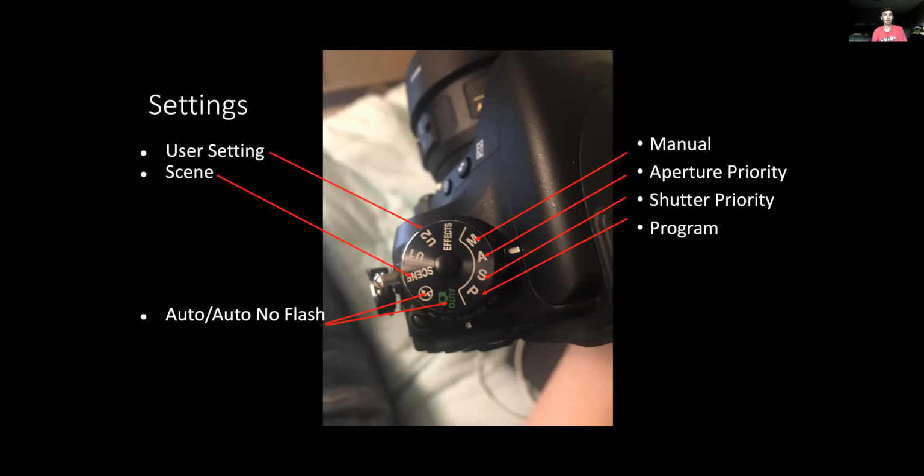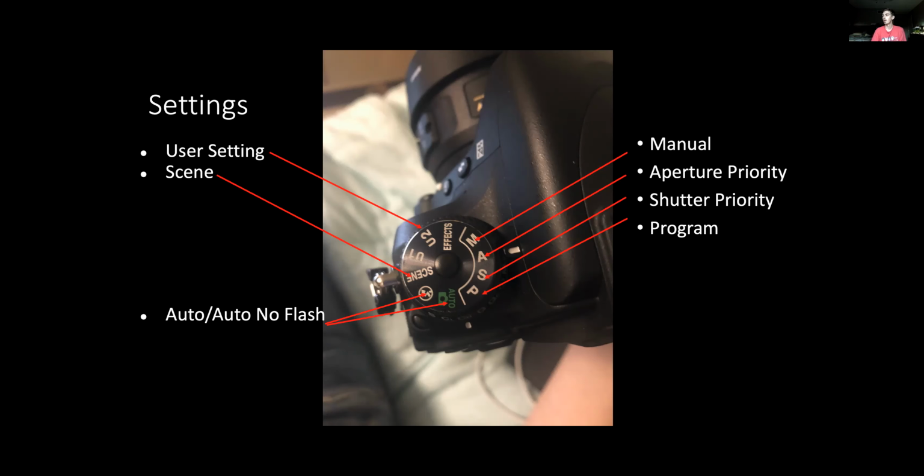Scene is one of the automatic modes where, depending on what you're photographing, there's a portrait mode, a landscape mode, and so on. The camera will predict what settings it thinks you should use. It's a little smarter than auto in the sense that you can tell it what you're trying to photograph, but it still gives you no control over what you're doing. Auto and automatic no flash are exactly what they sound like. The camera has full control over everything, with the exception that no flash just means not using the pop-up flash on your camera.